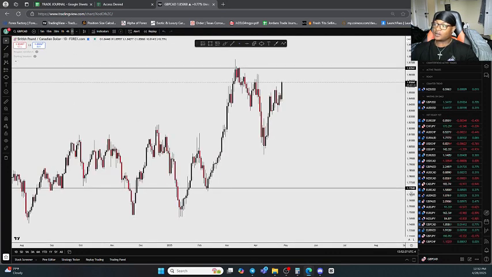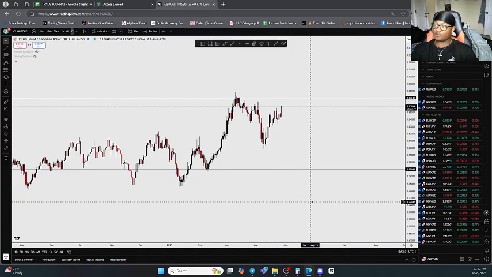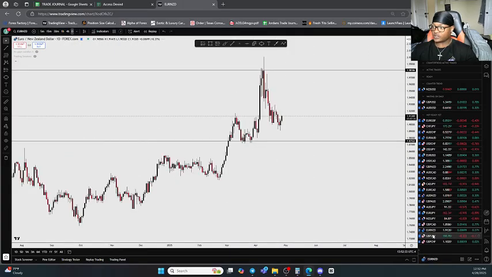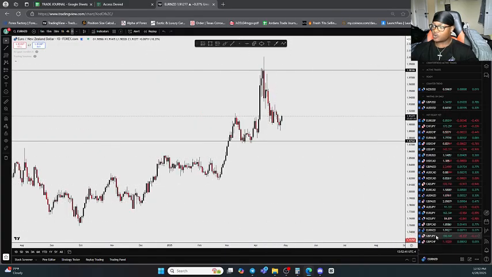GBP CAD, we are having momentum back towards the upside, simply going to wait for the breakout there. Euro NZD, not really interested in this pair. You see the 4-hour is bearish, the daily's bullish, we'll simply walk away.